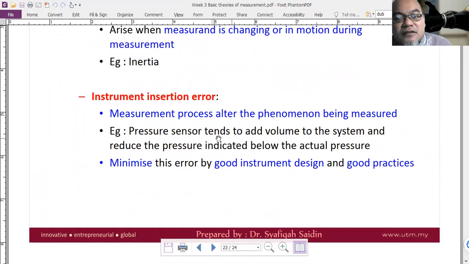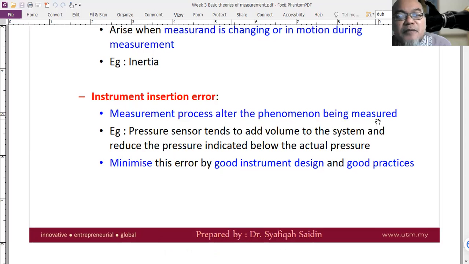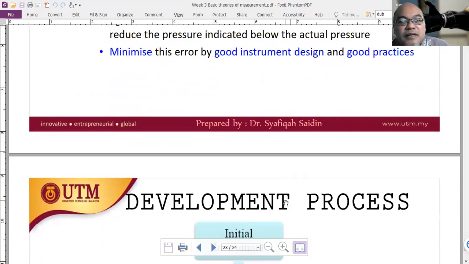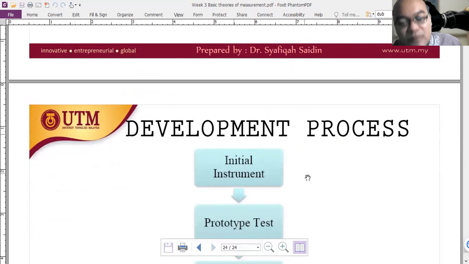Instrument insertion error is when the measurement process alters the instrument being measured. When you put a pressure sensor inside, for example, when you measure blood pressure using invasive measurement, you put the catheter inside. This will actually alter the pressure itself already. That is why the challenge is how to make the influence of the measurement process itself as small as possible to the actual value of the measurement that we are measuring. Minimize this error by good instrument design and good practices. Good practice, not only by instrument design, but the measurement protocol itself needs to be correct.